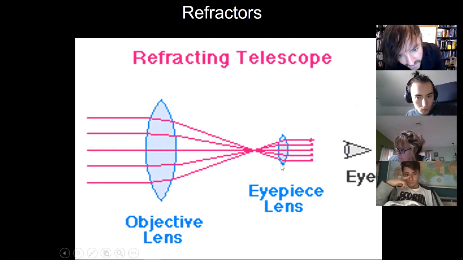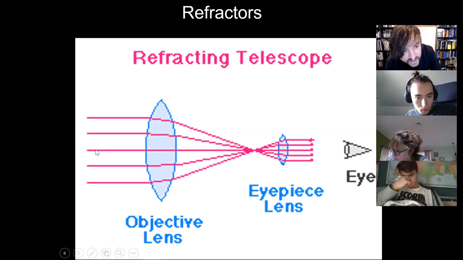Then we bring the eyepiece lens in. The eyepiece has a slightly different focal length. And if I put the distance from the focus point to the lens equal to the focal length of the eyepiece, the light comes out parallel once again. Parallel rays of light come into my telescope. Parallel rays of light come out of my telescope.